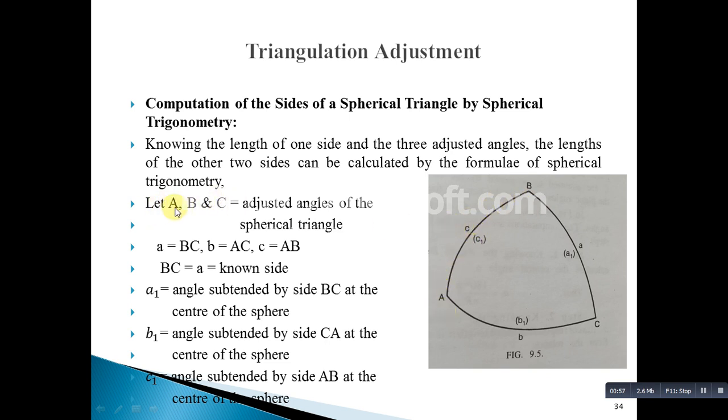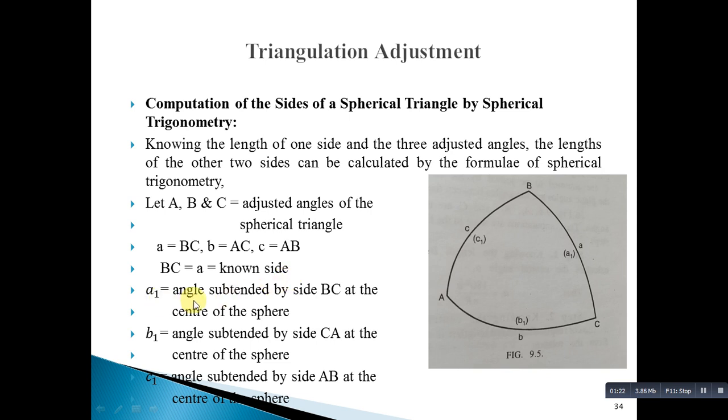Let A, B and C be the adjusted angles of the spherical triangle. a is the length BC, b is the length AC and c is the length AB. Out of the three sides, one side is known: BC, or a, is the known side.